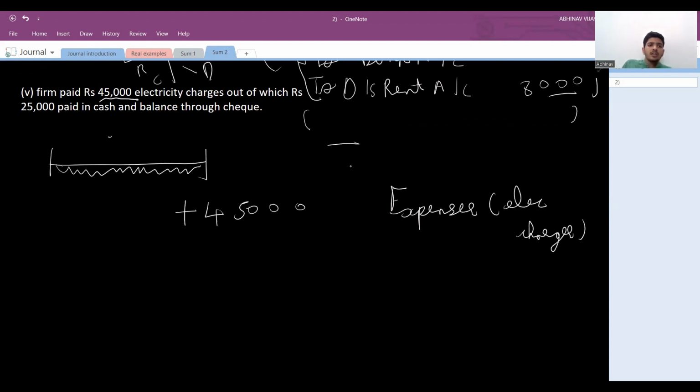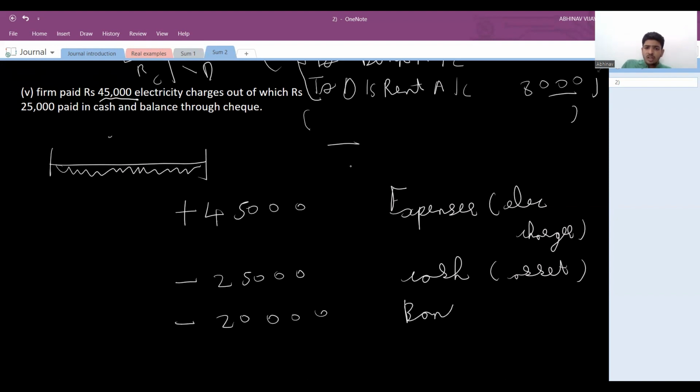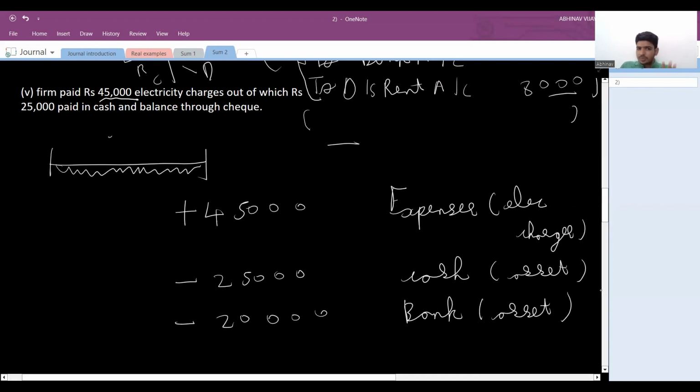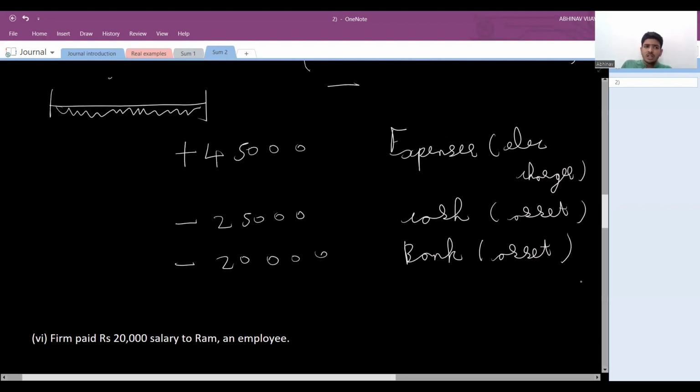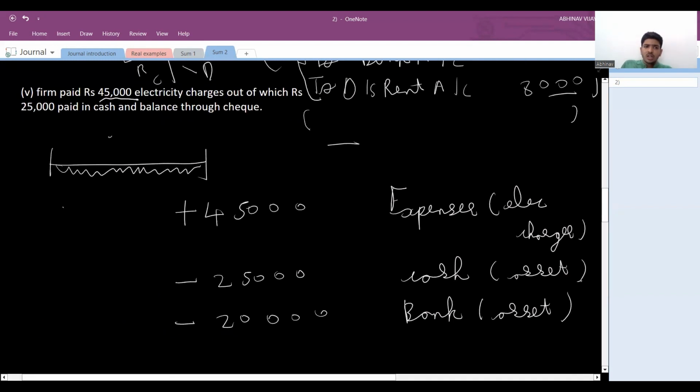Now, out of which 25,000 paid in cash, cash gets reduced because it's paid. Cash is an asset. And balance through check. Balance means 45,000 minus 25,000, 20,000. So check means bank. And another asset, bank, gets reduced by 20,000. This is the logic. Journal entry. Assets and expenses, when they increase, will be debited. When they decrease, will be credited.